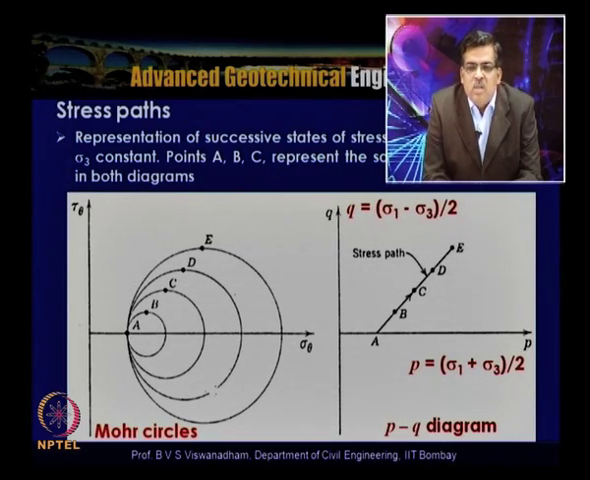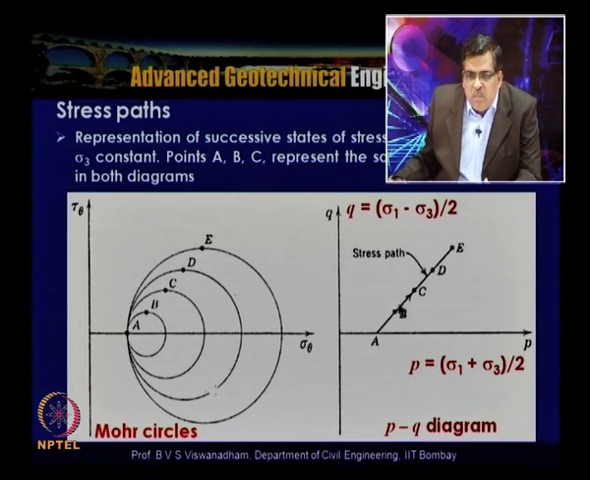So to simplify, the stress path only joins the points where the maximum shear stress on the Mohr circle is generated. Those points are picked up here, and A, B, C, D, E is known as the stress path for the condition with sigma 3 constant and sigma 1 increasing. This is the S-T diagram or P-Q diagram, where Q, or T, is equal to (sigma 1 minus sigma 3) by 2.